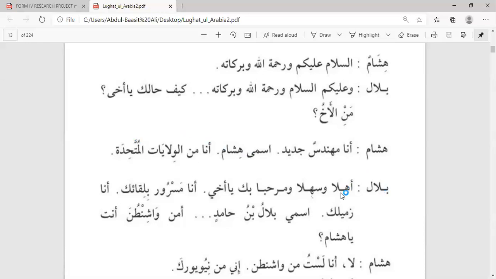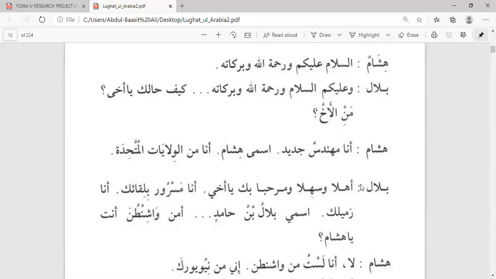So Bilal says, "Ahlan wa sahlan." We know that means welcome. "Marhaban bikum," you're welcome. "Wa marhaban bika, ahlan wa sahlan." Literally, ahlan means people, wa sahlan means at ease. Marhaban means welcome, from the word rahaba, which means to have a reception or to receive. So marhaban means a good reception, or welcome.